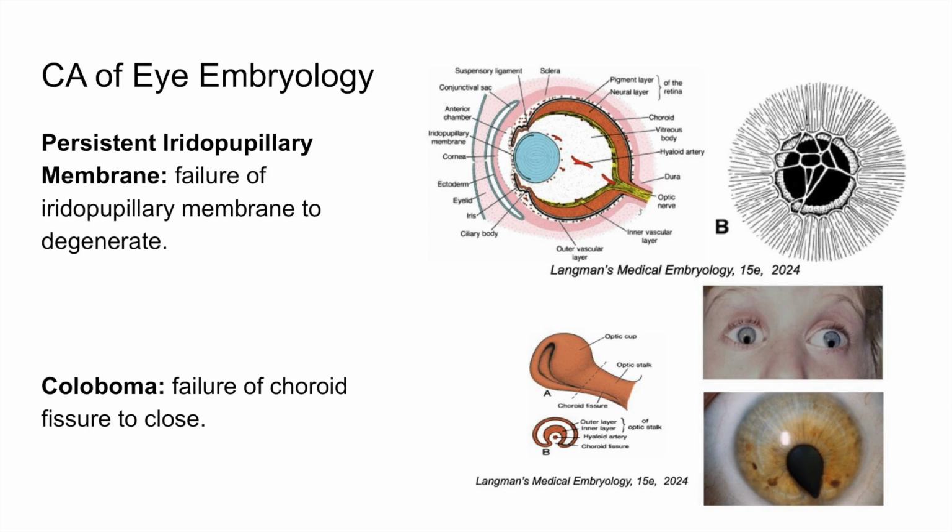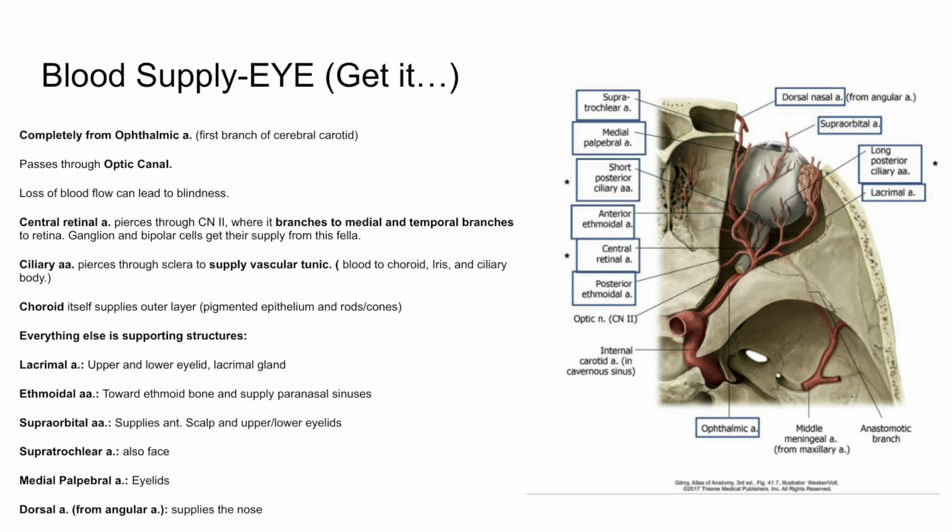The key takeaway here is pattern recognition, right? So if a structure was supposed to disappear and it doesn't, you get persistence, like the iridopupillary membrane. And if the structure was supposed to close and it doesn't, you get a cleft or a gap, like the coloboma. Okay, and now we get into blood supply.